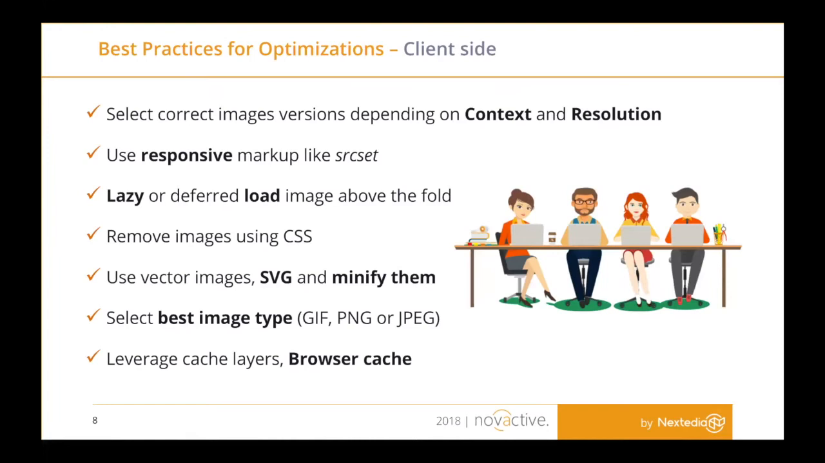And then Sanjay talked about it a little bit, but depending on the browser, you can select the correct type of images. So depending on what you want to do, it would be better to use a PNG or JPEG or GIF. It depends. You just need to look into what you want to do, the level of details. If you need animation, it would be a GIF, PNG if you want transparency and stuff like that. So that's very important to think about. And again, leverage a cache layer, this time not the server-side cache, but the browser cache.